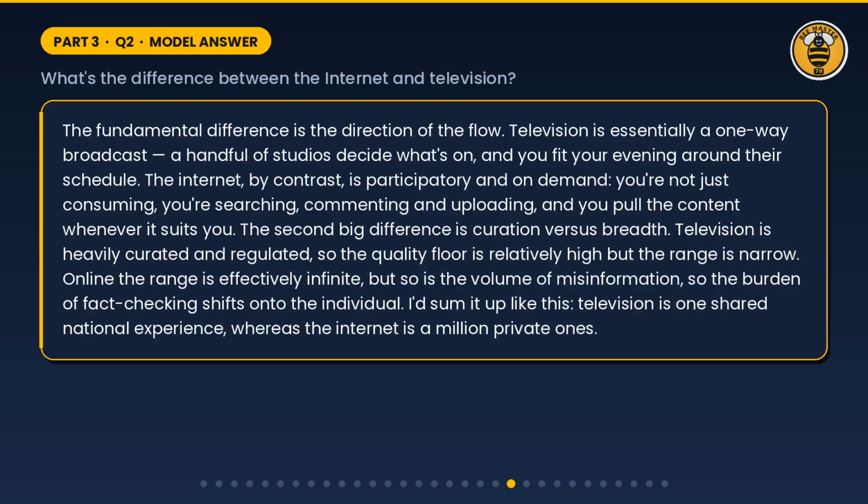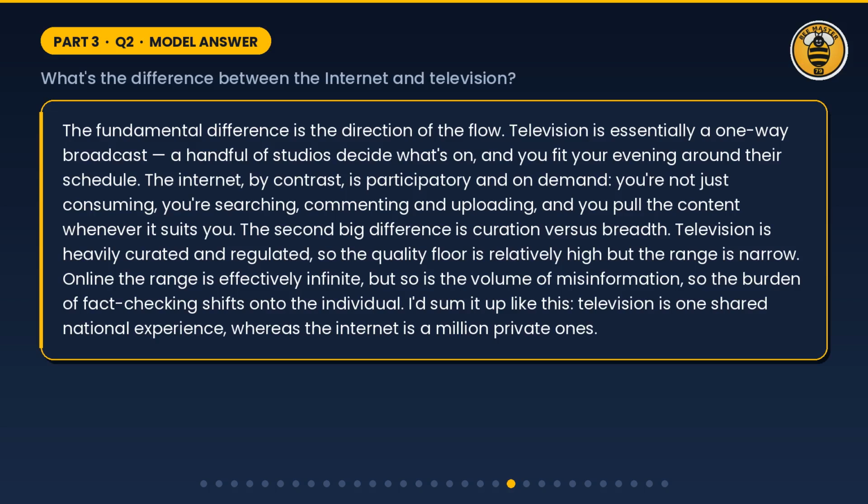The fundamental difference is the direction of the flow. Television is essentially a one-way broadcast. A handful of studios decide what's on, and you fit your evening around their schedule. The internet, by contrast, is participatory and on demand. You're not just consuming, you're searching, commenting, and uploading, and you pull the content whenever it suits you.